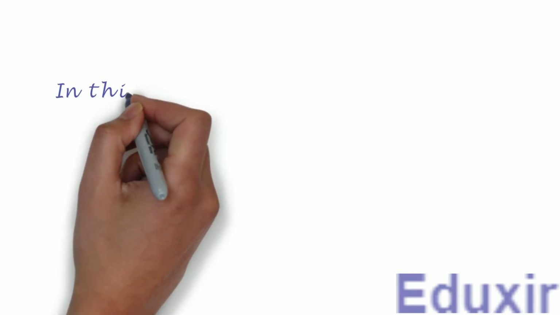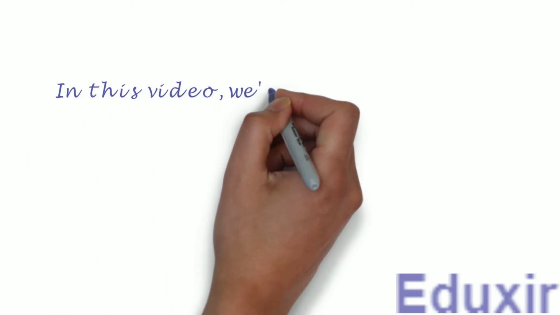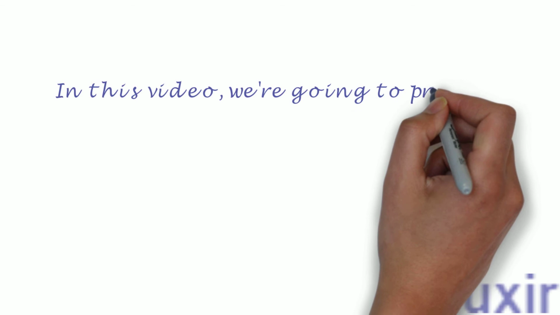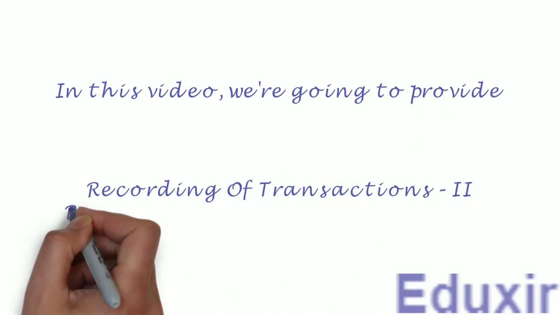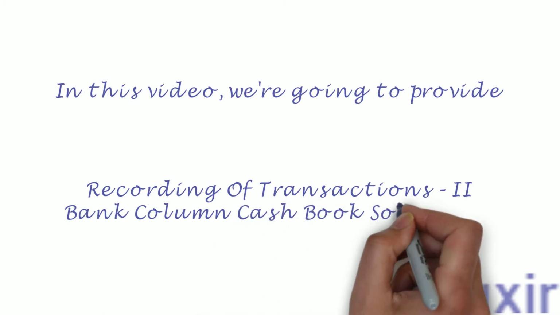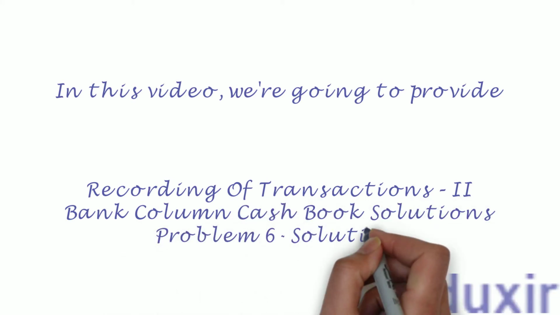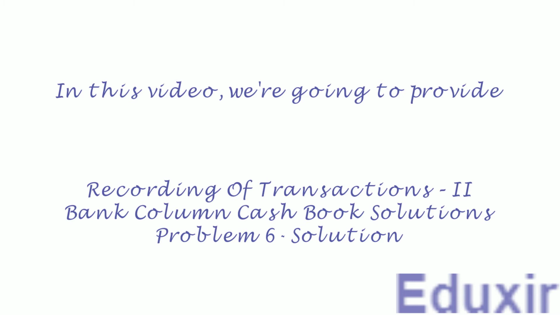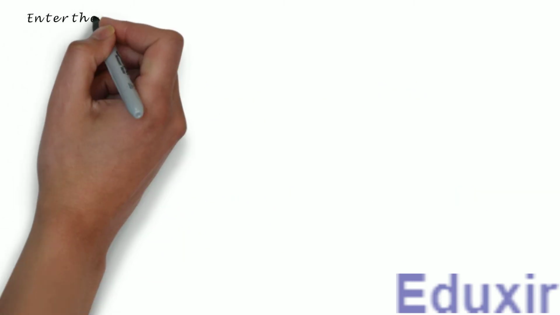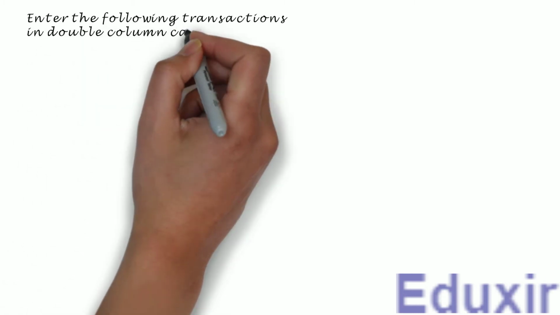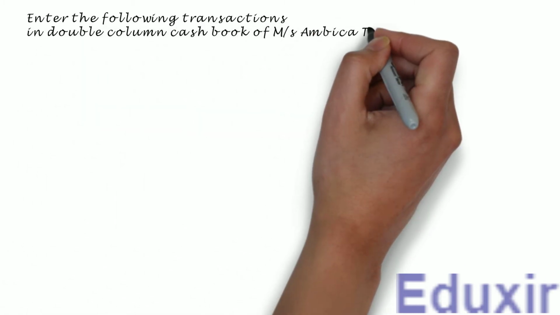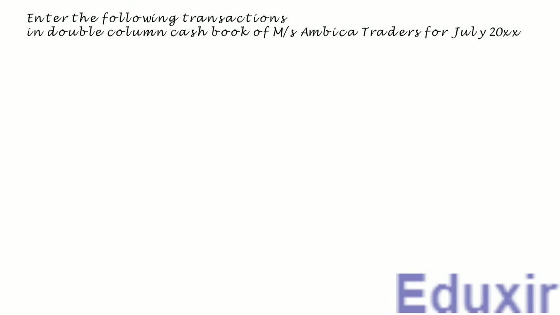In this video, we are going to provide recording of transactions to bank column cashbook solutions. Problem 6 solution. The problem statement is as follows. Enter the following transactions in the double column cashbook of Messrs. Ambika Traders for July 2000 plus.